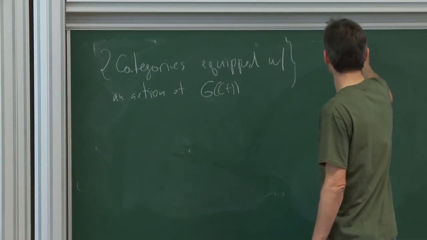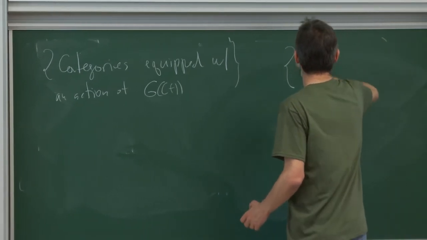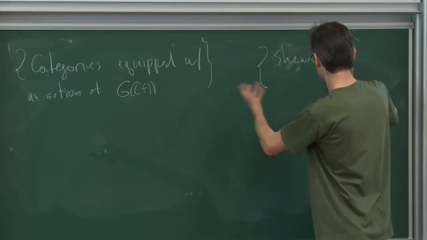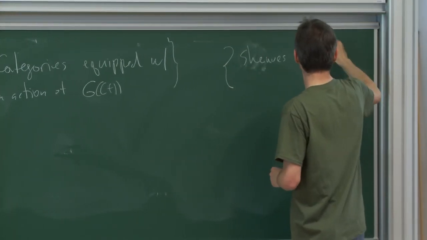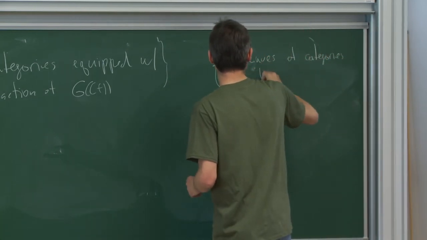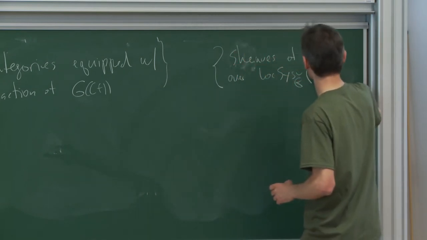Okay, so this is the geometric side, and here it will be categories. Let me say it again. I don't understand it technically yet. Sheaves of categories over local systems with respect to the Langlands dual group on the formal punctured disk.